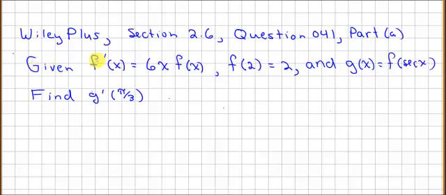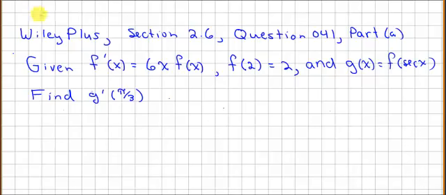You're given, for both parts, two pieces of information: f prime of x is 6x times f of x, and f of 2 is equal to 2. Then in part A, you're also given that g of x is f of secant of x, and you're asked to find g prime of x. So let's start with what we know.